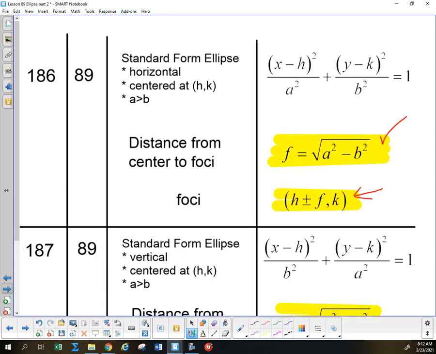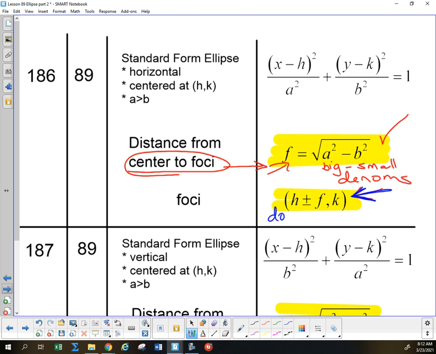So that's what you have right here, big denominator minus small denominator. Take the square root, and then you have your distance from center to focus, not from vertex to focus. On this part, you can write it down, but don't bother to memorize it. I don't have it memorized.